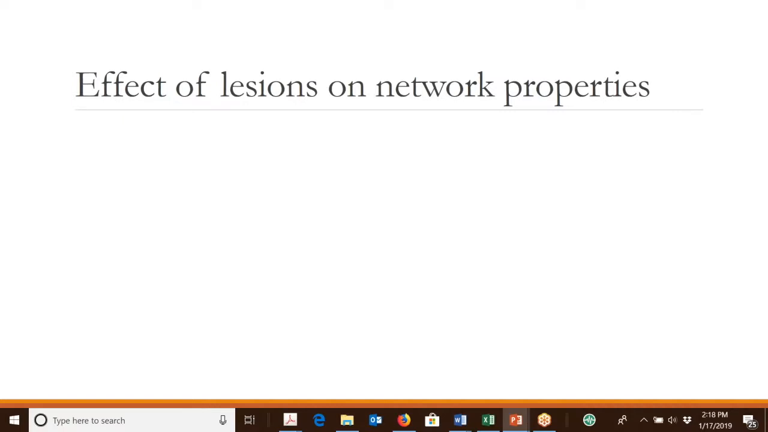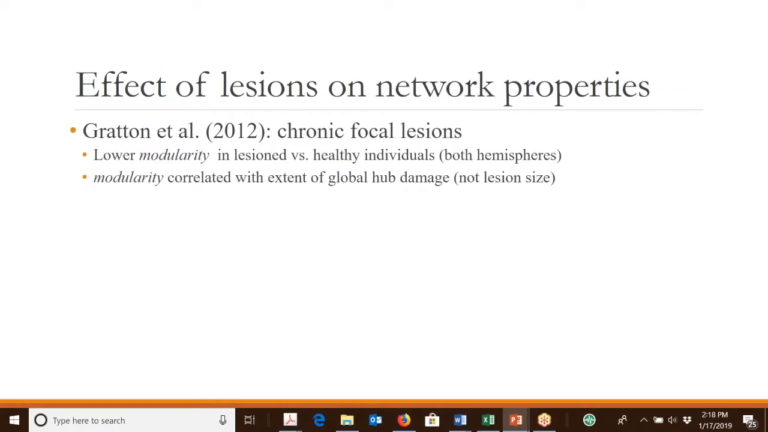Simulation work, there are a couple of studies that have done simulated lesions and evaluated the effects of simulated lesions, but very few studies really have looked at the effect of actual lesions on network properties. And so there's a study by Grattan et al. who examined a number of cases of individuals with chronic focal lesions. And what they found was that overall there's lower modularity in the lesion group versus the healthy controls. And they found this in both hemispheres. And they also found that modularity values were correlated with the extent of global hub damage.